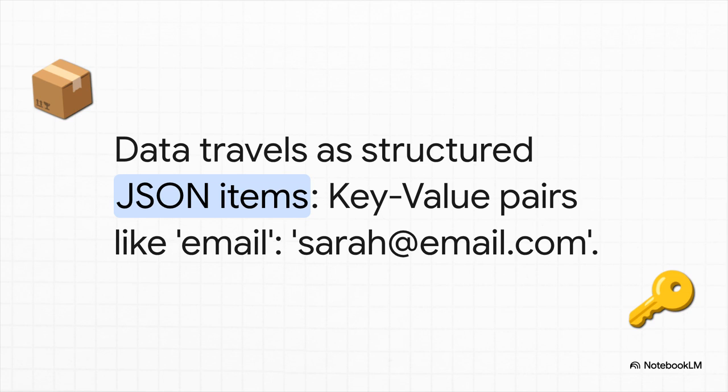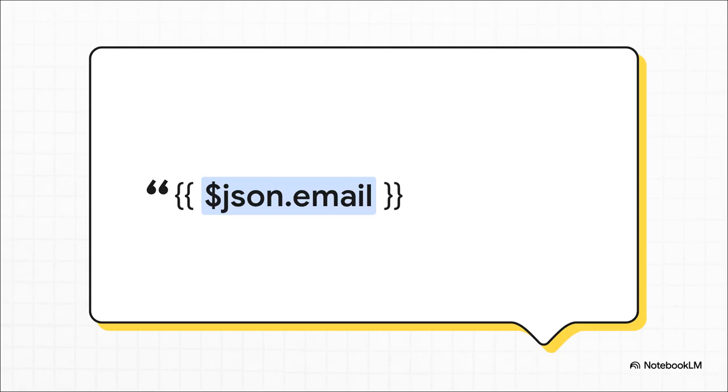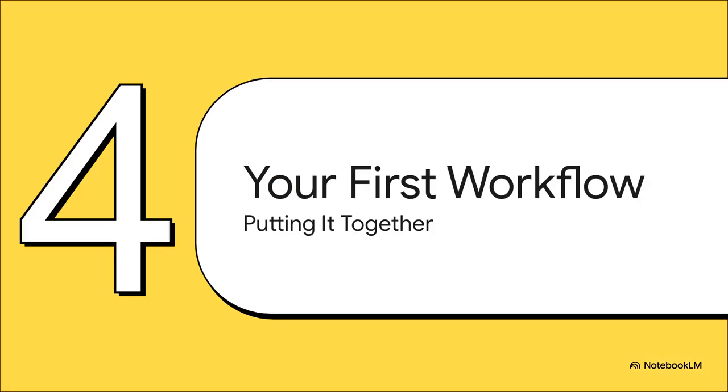Now, to actually pull that data out of a previous node, n8n uses these clever little things called expressions. By wrapping your text in double curly braces, you literally just type curly brace, $JSON.email, and you pulled dynamic data. So instead of hard-coding a single email address, you use an expression just like this to grab the specific customer's email address dynamically as it flows through the workflow. It's incredibly powerful stuff.